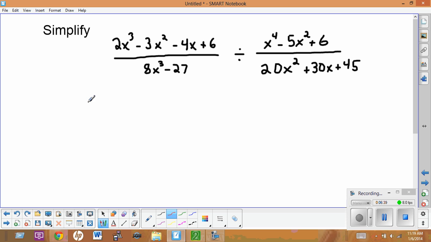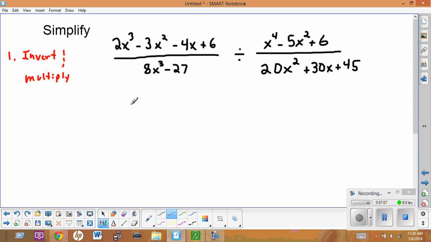Now division and multiplication are virtually the same with the exception that with division, we have to first take the reciprocal or invert and multiply. Now the second we invert, it becomes just like example 1. We just multiply it, which is factoring and cross-canceling. So let's go ahead and do that right now.